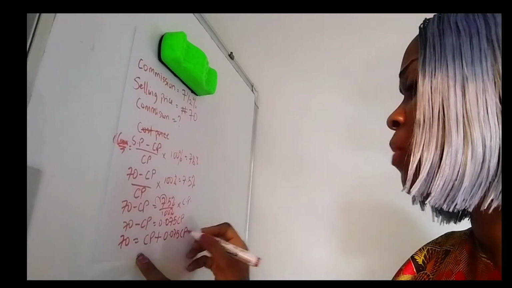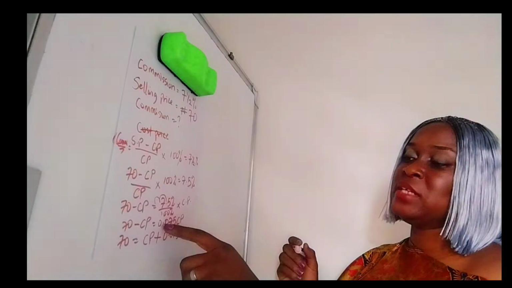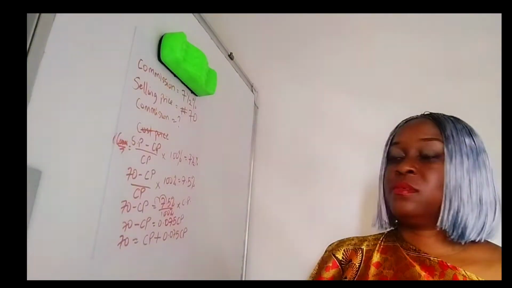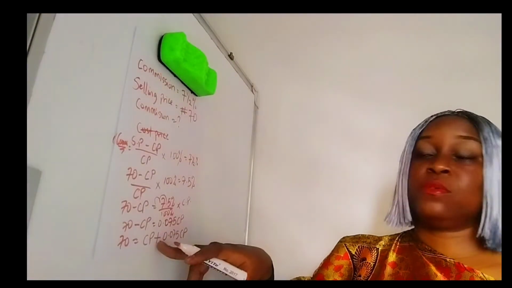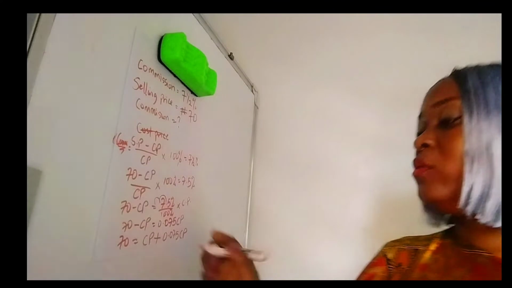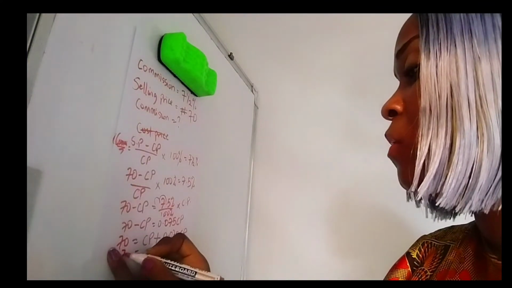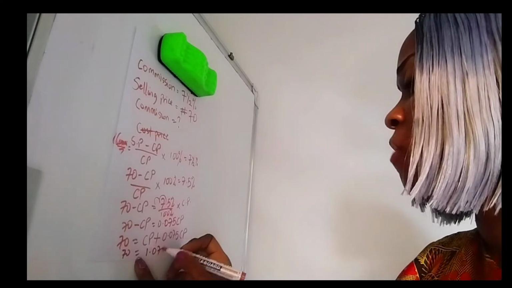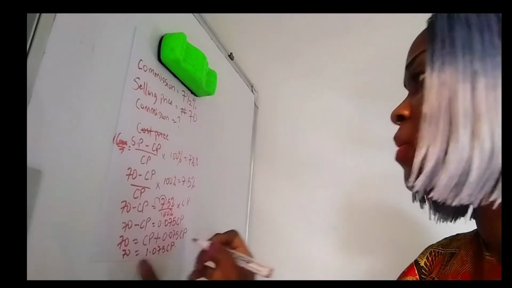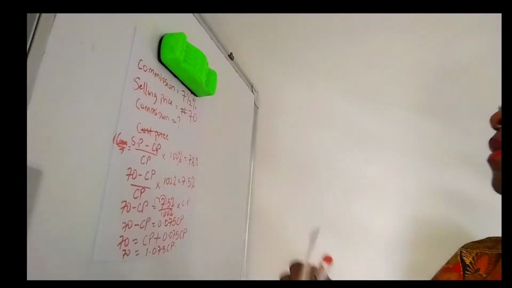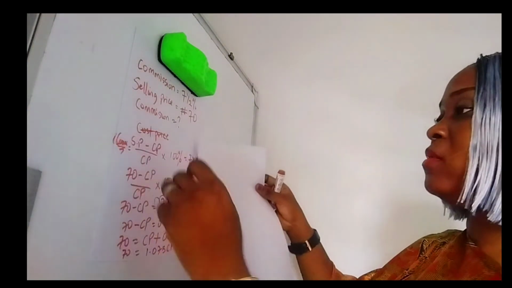0.075 CP. Remember, there's always an imaginary plus in front of every number that does not have a minus. Okay, so this will be plus. This jumps over and became what? Plus also. So this is equal to 70 is equal to 1.075 CP. So we're going to move on to the next part of the question.